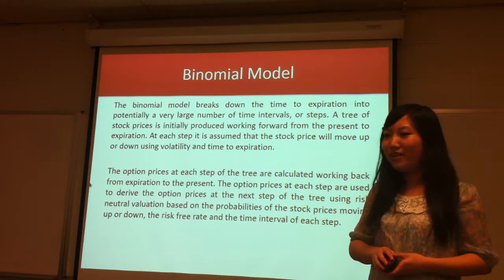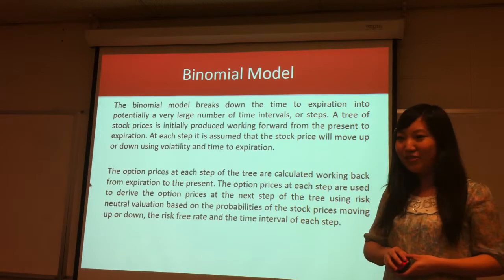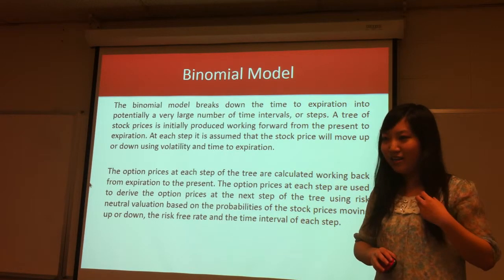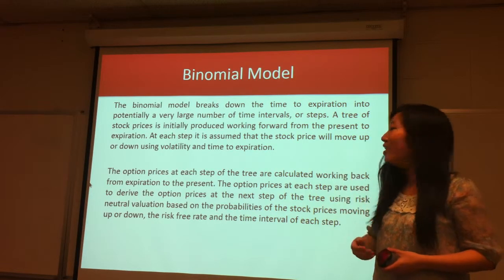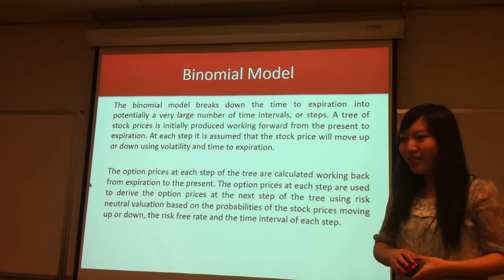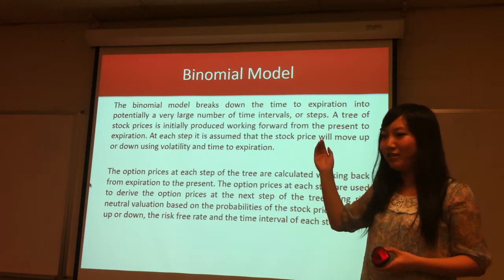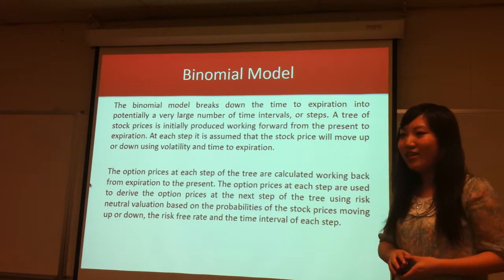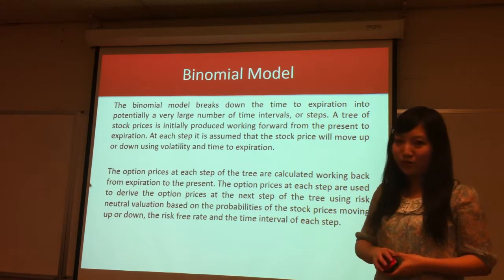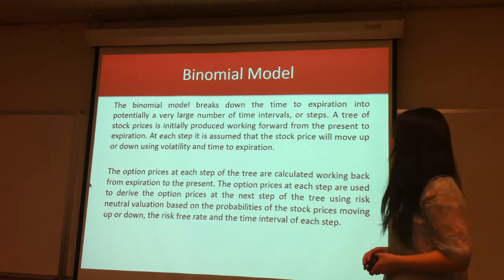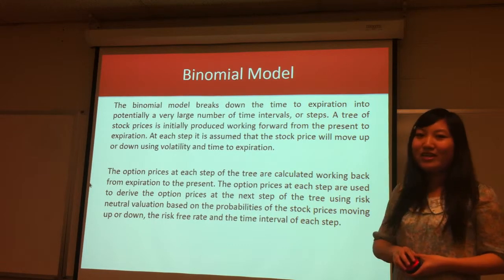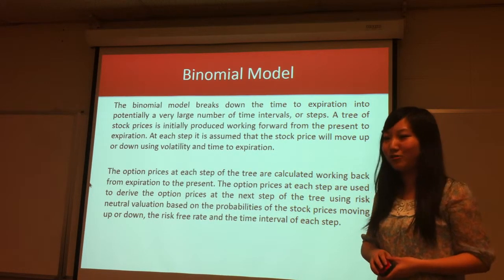Now we will introduce the binomial tree model. The binomial tree model breaks down the time to expiration into potentially very many time intervals. It's calculated from the present to the expiration, and at each step we assume the stock price will move up or down, and we will also use volatility and time to expiration. When we calculate the option price, we calculate from the expiration to the present, that is to say, from the last node to the first node.